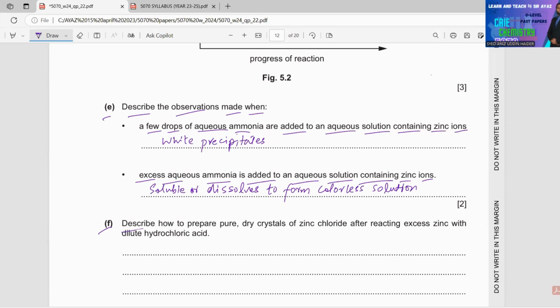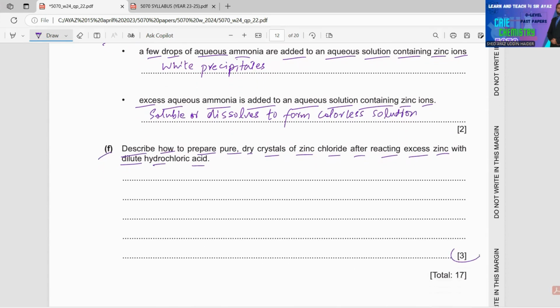Next part, which is F, describe how to prepare pure dry crystals of zinc chloride after reacting excess zinc with dilute hydrochloric acid. So you have 3 marks for this. So you can write any 4 statements, any 4 from. Definitely you have excess of zinc in hydrochloric acid, so you have to remove excess or unreacted zinc. So first of all, you need to filter.